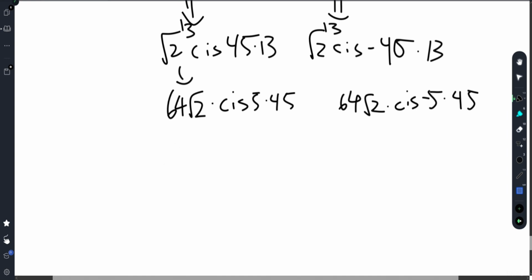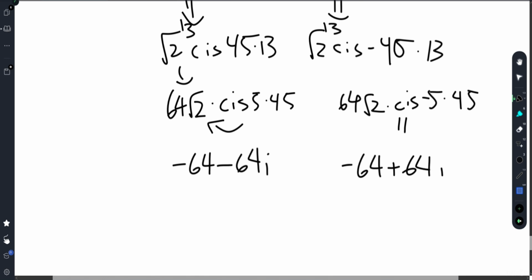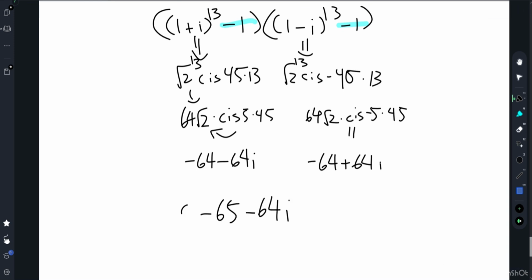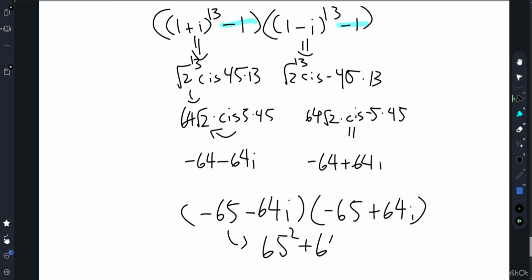Okay, so let's just multiply it in. So this just gives us negative 64 minus 64i, and negative 64 plus 64i. And so putting the negative 1 in, we get negative 65 minus 64i, negative 65 plus 64i. Our difference of squares, this is 65 squared plus 64 squared.